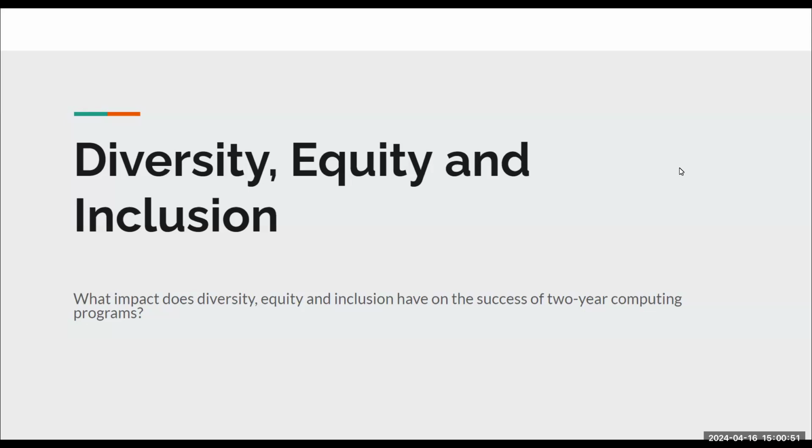This is a panel discussion brought to you by ACM2Y, which is a spinoff of ACM, and we focus strictly on computing programs, teaching and learning strategies for two-year higher education institutions. What that means is that we acknowledge that our population is a little different than your traditional four-year institution, and that's why this conversation is so very important.